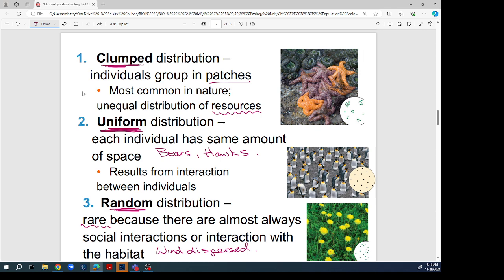Random distribution is relatively rare, but all wind dispersed plants, let me finish my thought there. Wind dispersed plants like dandelions, they just grow where they blow to, really. And so if the seed hits a patch of favorable dirt, that's where it's going to be. And so that distribution is random because the seed distribution is random.